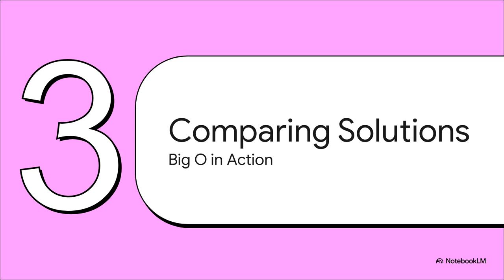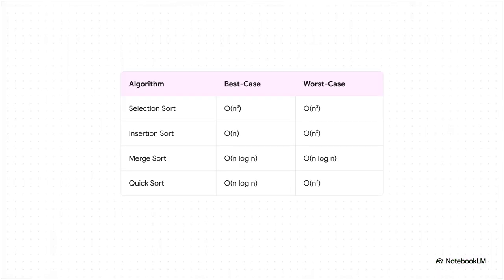Let's use it to compare different ways to solve the exact same problem. Just take sorting, something developers do all the time. This table shows that the algorithm you pick makes an enormous difference. If you go with selection sort, you're stuck at O(n squared) no matter what. That means if you double your data, your work quadruples. That's a bad deal. But now look at merge sort. It chugs along consistently at O(n log n), which is a much better place to be.